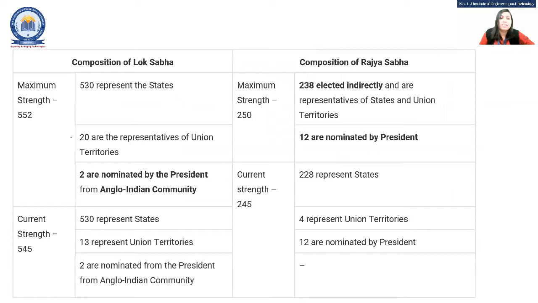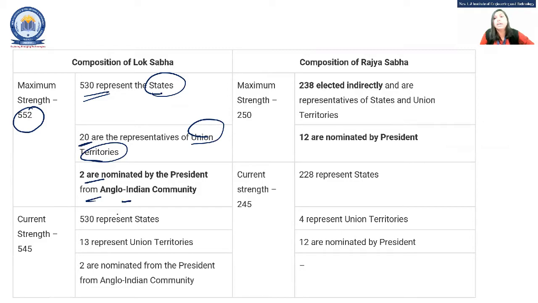Next one is this strength 552 is bifurcated like this. 530 represents the state members, 20 are from the union territories, okay, and 2 are actually nominated by the president from the Anglo-Indian community. That is how this strength is bifurcated.